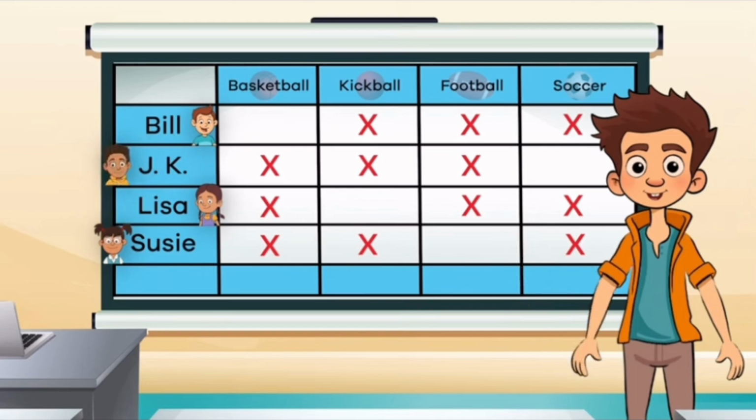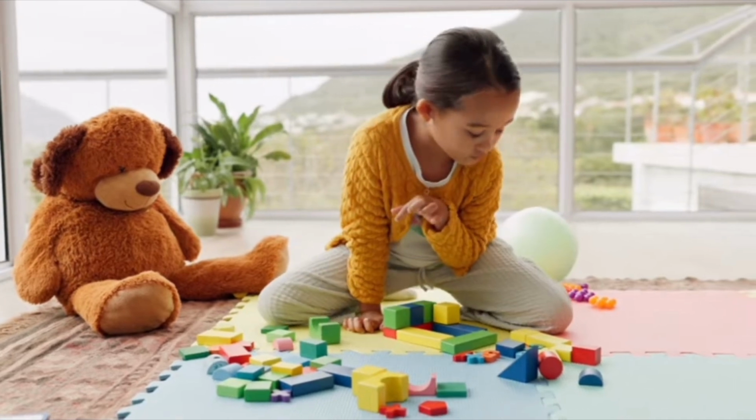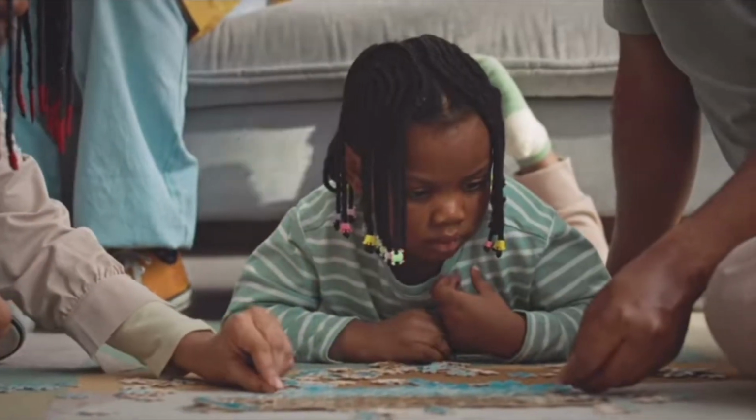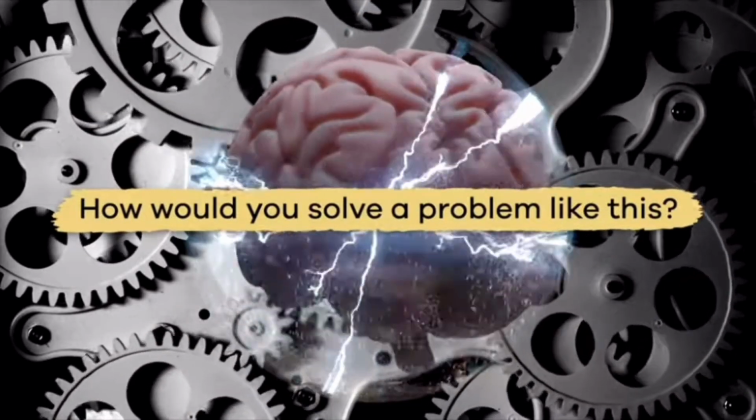Well, look at that. It looks like we helped Tyler figure out the answers. Bill plays basketball, JK plays soccer, Lisa plays kickball, and Susie plays football. What a cool way to use our critical thinking skills to solve a problem. How would you solve a problem like this?